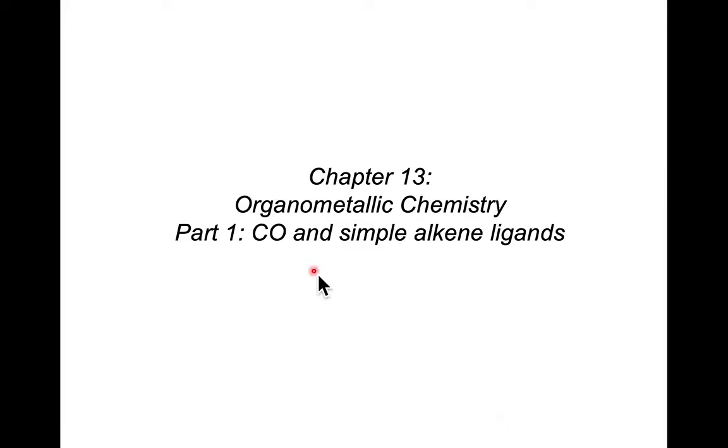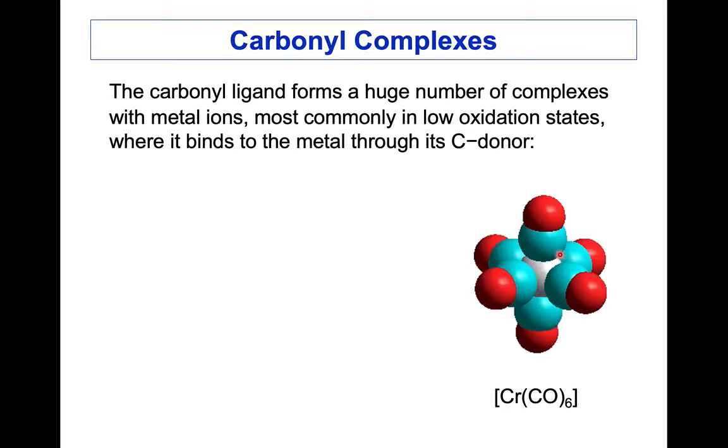All right, we'll start off talking about organometallic chemistry with talking about CO, which is a very common ligand, carbon monoxide, as well as we'll dip our toes into talking about simple alkene ligands. The carbonyl ligand forms a huge number of complexes with different metal ions, mostly in lower oxidation states. Low oxidation states being 0, +1, +2, and even some negative valent oxidation states where the metal has a negative charge, like -1 or -2.